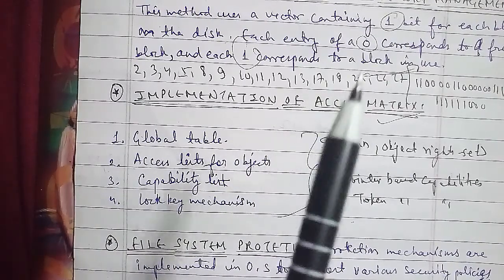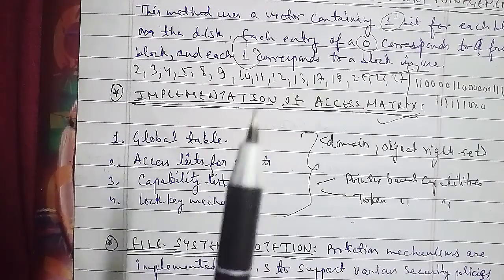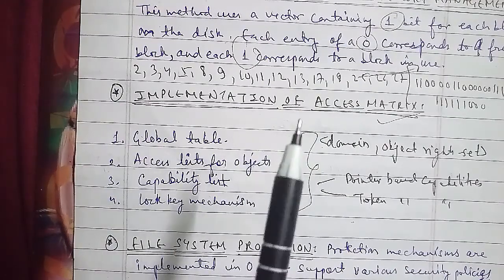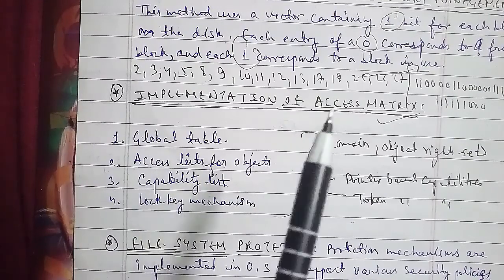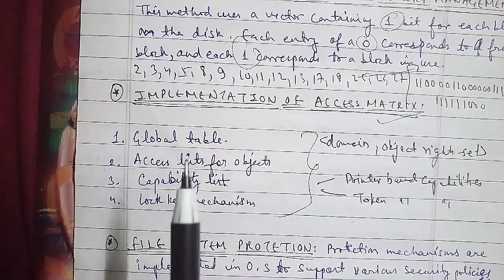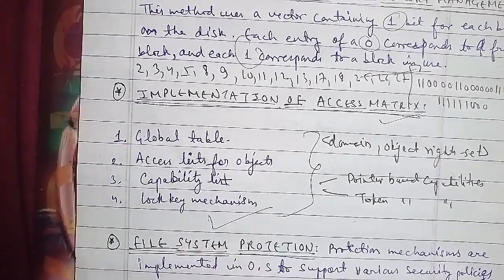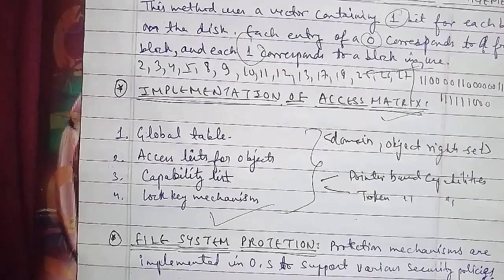The lock key mechanism: here the lock is a unique bit pattern for each object, and for the keys, each domain has a list of unique bit patterns here.